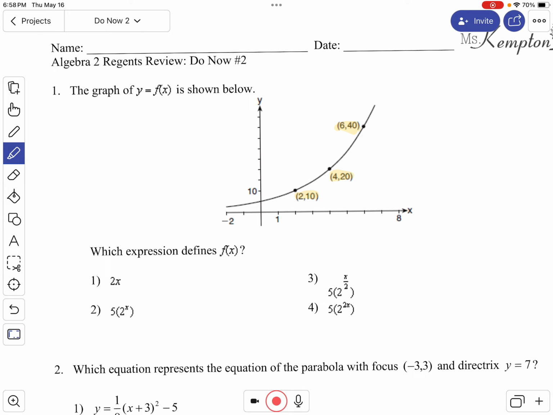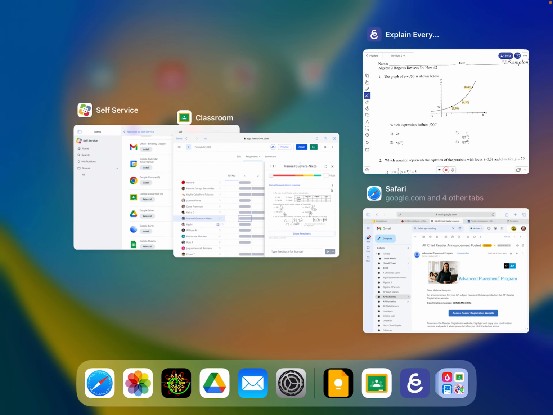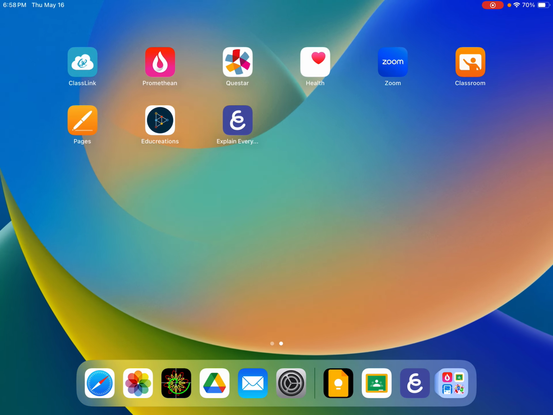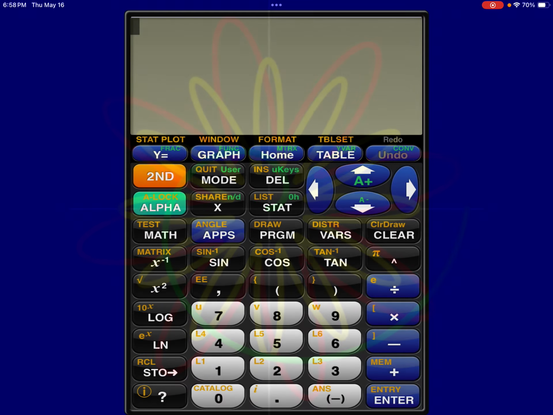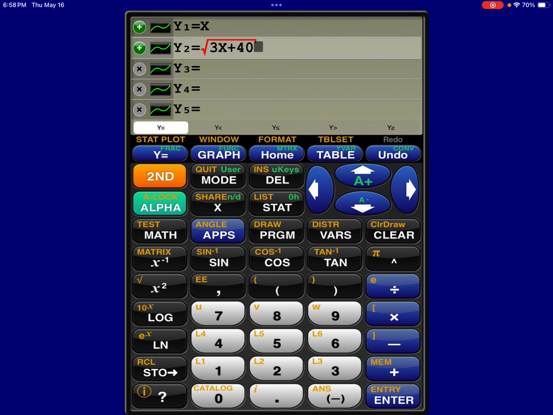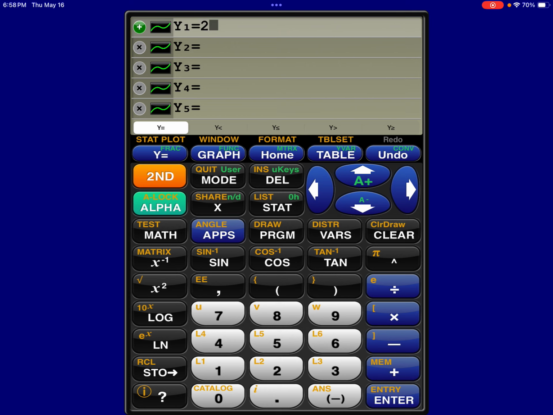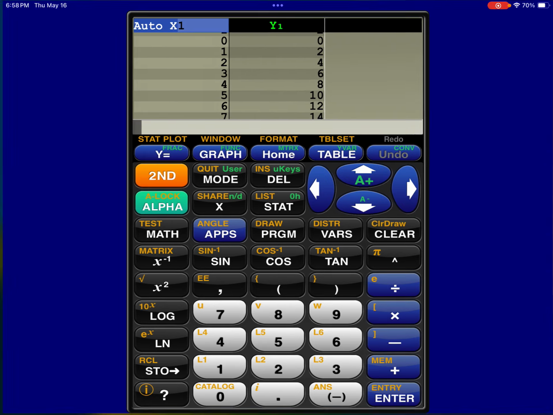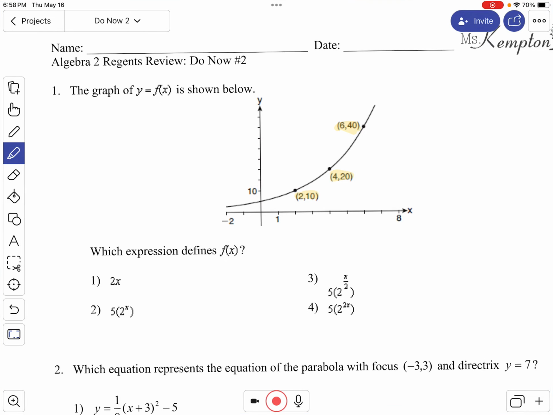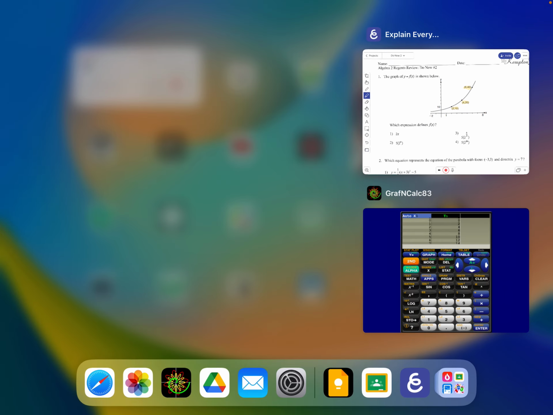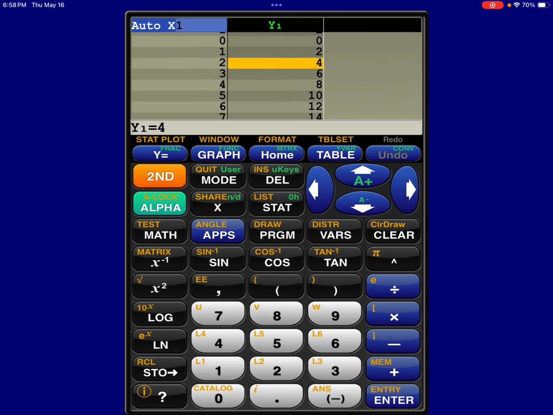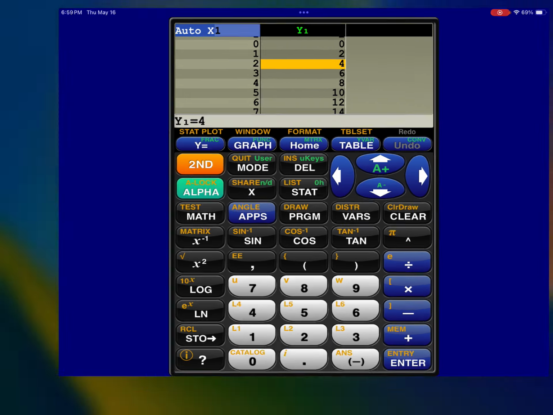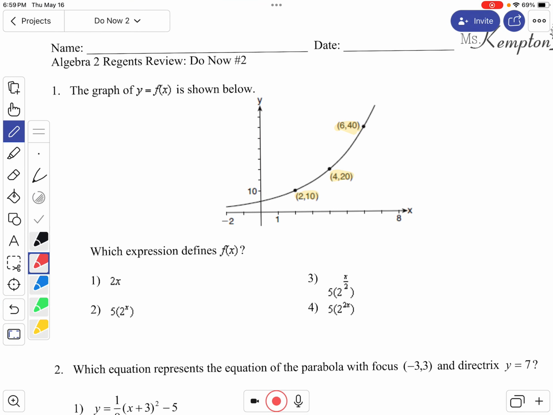So for choice 1, we have 2x. So let's go ahead and graph. Clear these out. Let's graph 2x. All right. So if we go to the table, do we see points (2, 10), (4, 20), and (6, 40)? No, I see (2, 4). So that is out.